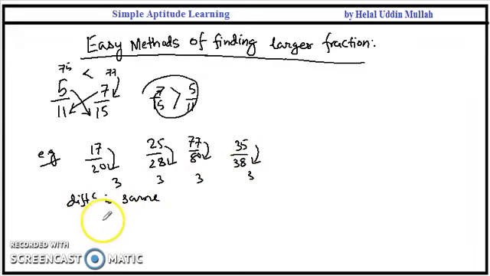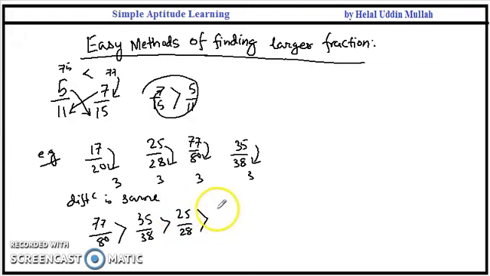So in such a case, when the difference is common, we can just say that the fraction which has the greatest numerator value will be the largest fraction. In this case, 77 has the greatest numerator value, so it will be the largest among all these. The next value is 35 by 38. Next, 25 by 28 is the next value, and the least value will be the fraction that has the smallest numerator value. Hmm, so this is the correct order of fractions by magnitude.